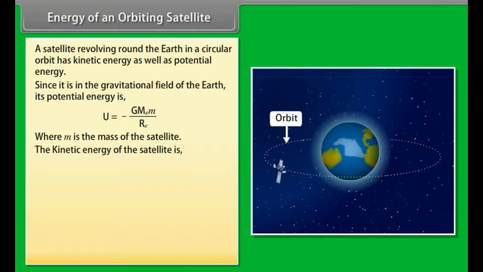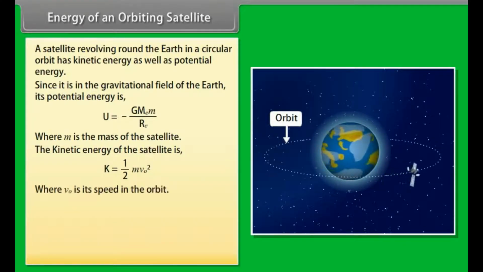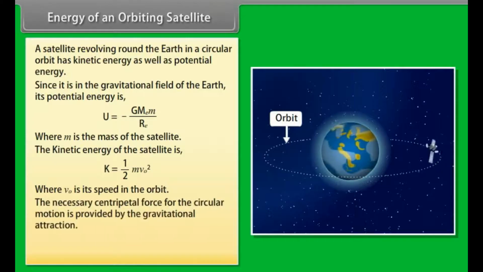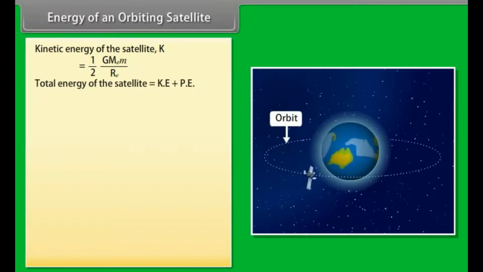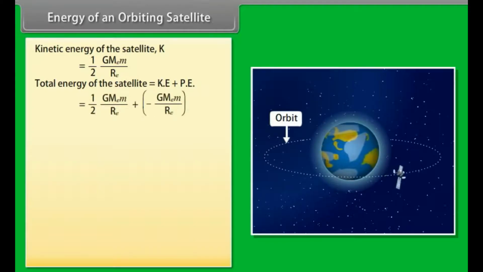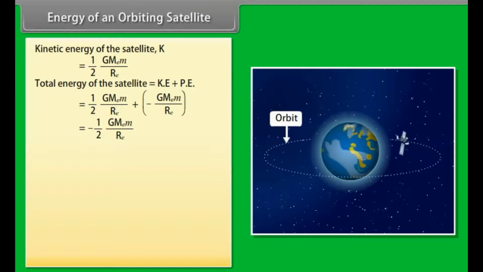The kinetic energy of the satellite is K equals half m v naught squared, where v naught is its speed in the orbit. The necessary centripetal force for the circular motion is provided by the gravitational attraction. Kinetic energy of the satellite K. Total energy of the satellite is equal to kinetic energy plus potential energy. On calculating, we get total energy equals minus 1 by 2 GM_E m divided by R_E.